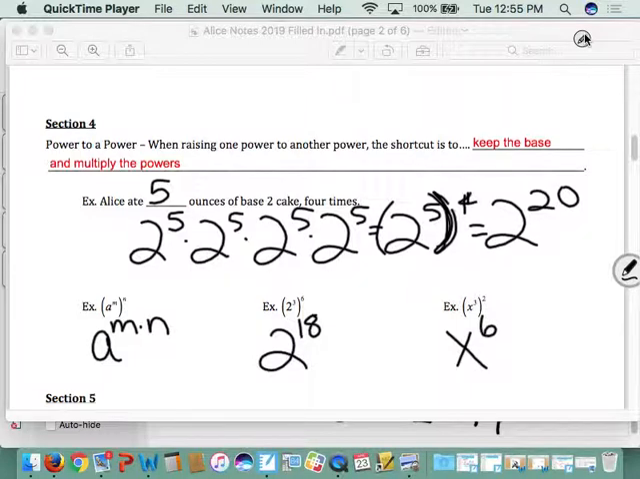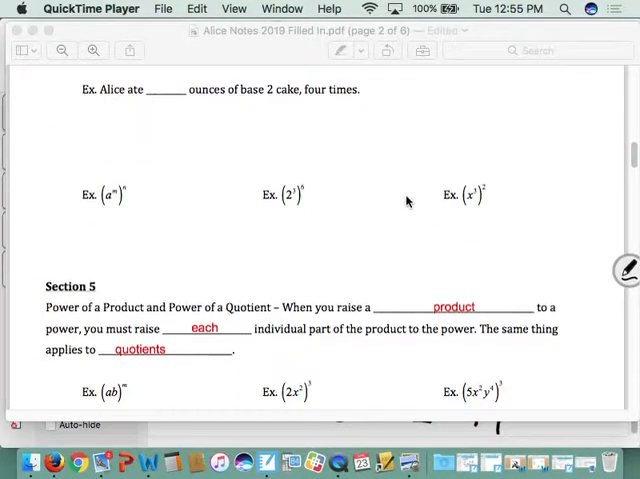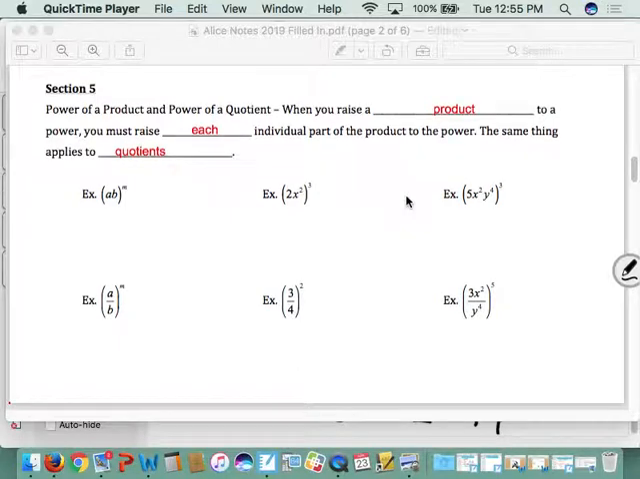And moving on to section 5. There is no activity specifically listed in the book to support this shortcut, but we can still apply what we've been working on so far. So power of a product and power of a quotient. When you raise a product to a power, you must take each individual part of the product to the power. And the same thing applies to the quotients. Quotient just meaning fraction or dividing.